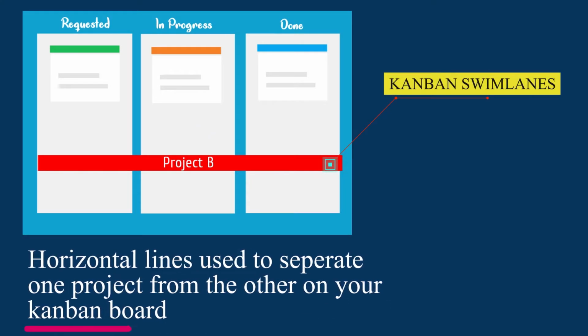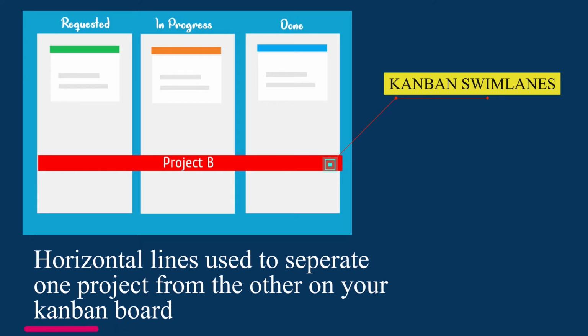Last but not the least, the Kanban swim lanes. These are horizontal lines that help to separate one project from the other on the Kanban board. This allows your Kanban board to give room for more than one project.